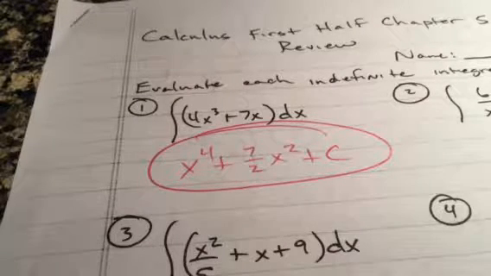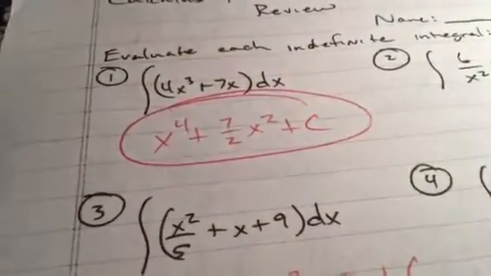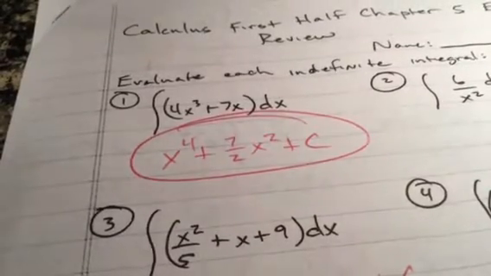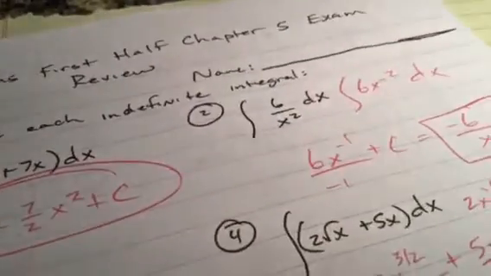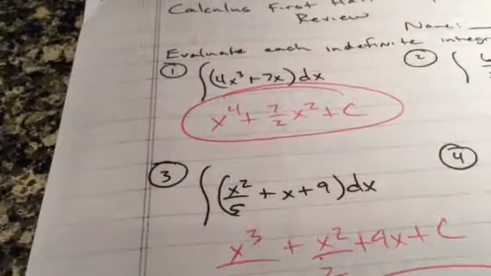You're going to have 8, evaluate each indefinite integral. No bounds means you have that constant. Don't forget about the constant of integration. Remember, it's 1 power more, divide by that power, okay?